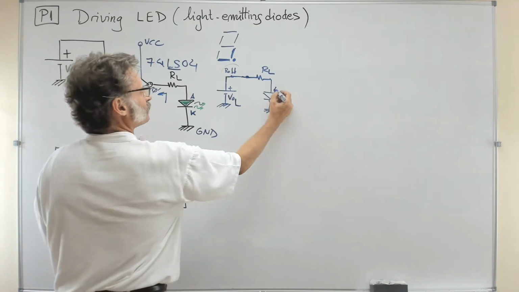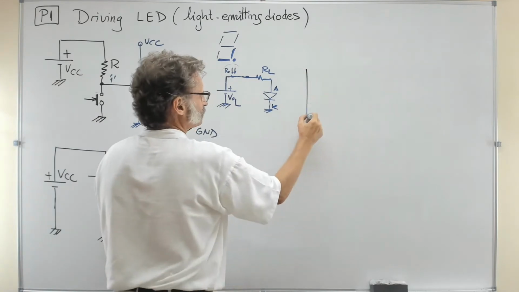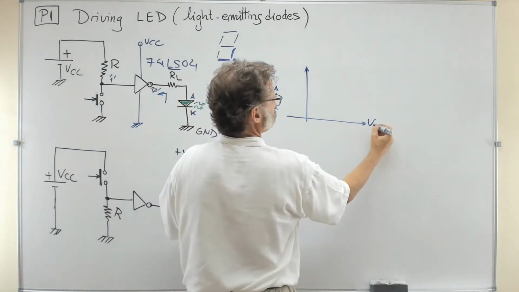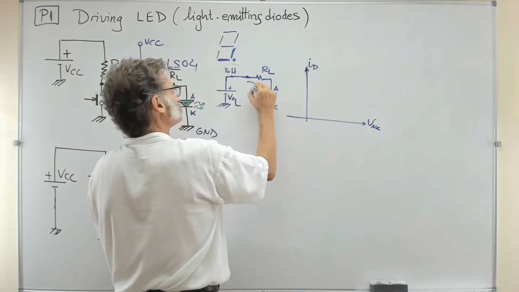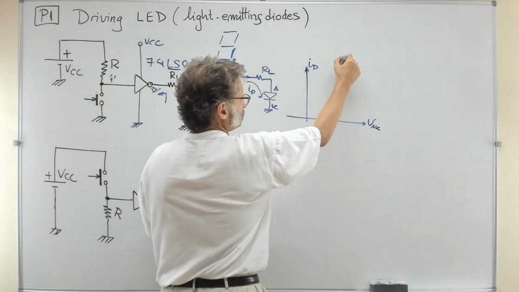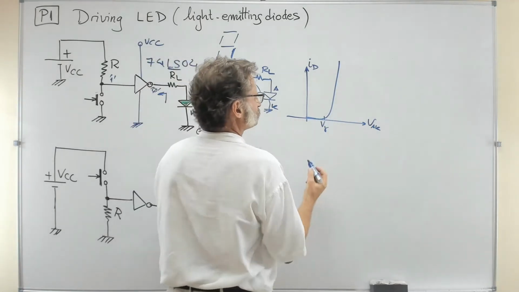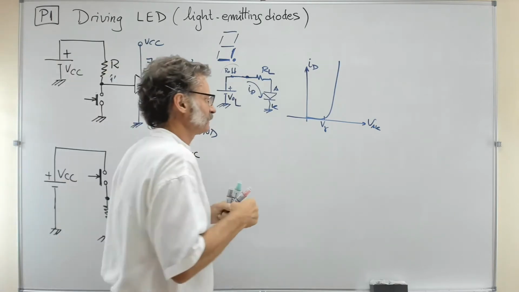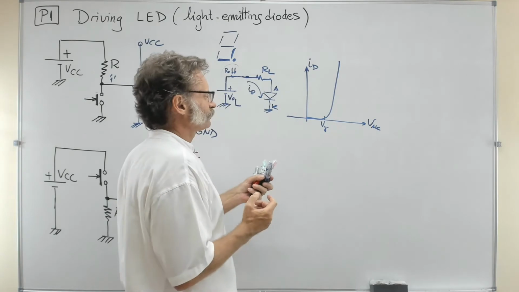And here you have the anode and the cathode, and what happens here? Well, this is an LED, right? And an LED has this kind of function. This is the voltage anode-cathode, and this is the current through the LED. Well, this is an exponential function, something like this. This is the threshold voltage from which the diode starts conducting. It is directly biased.